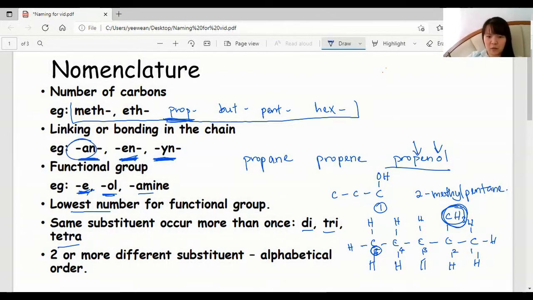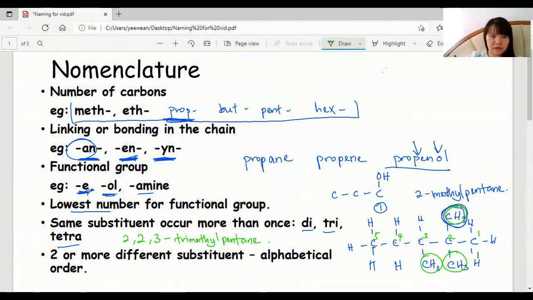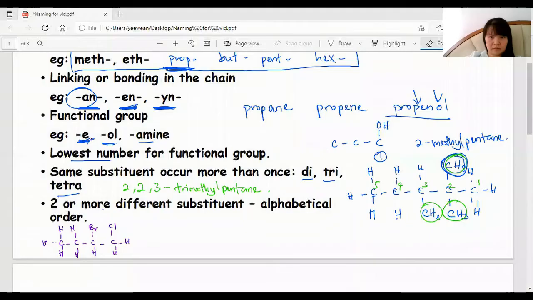So what if it occurs more than once? Number 2, there's the methyl, so 2. And number 2 has the other methyl, so 2. And number 3 has 1 more methyl, so 3. And in total, there are 3 methyl groups, so trimethyl pentane. So this is how we name this. So 2, 2, 3, we have to specify exactly where the methyl groups are.